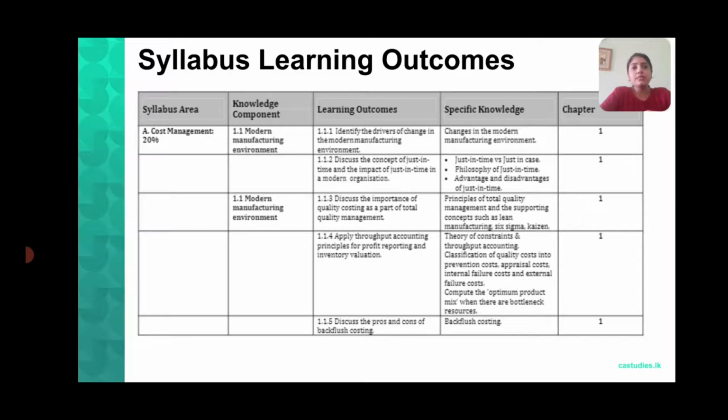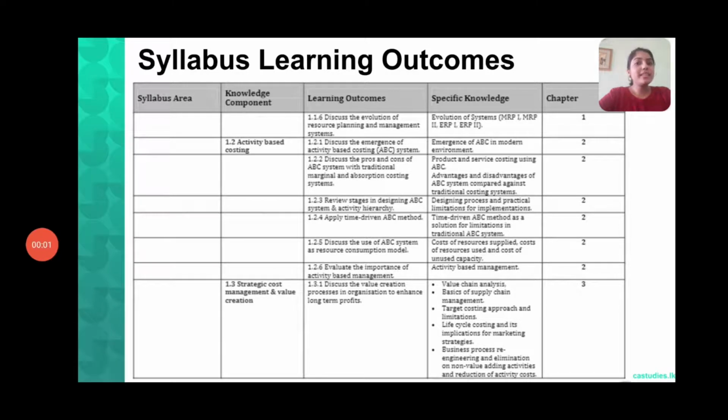So they want you to identify the drivers for such change and then explain concepts of just in time, just in case, and then explain the importance of quality costing. And then they introduce you to this famous throughput accounting principle, where you tend to find your profit maximized point via this principle, and then you should know the pros and cons of backflush costing. So that is under these set of learning outcomes. Let's see what we have next.